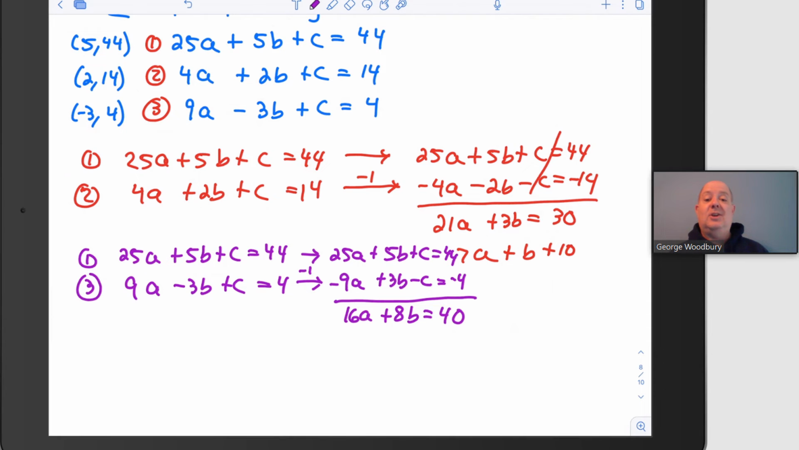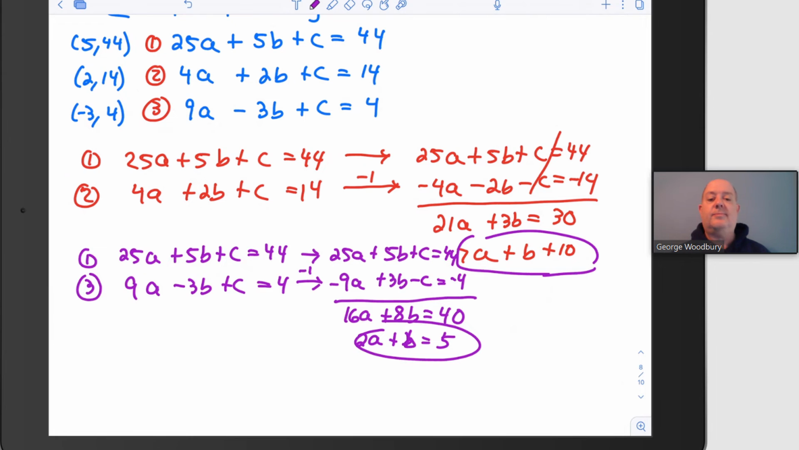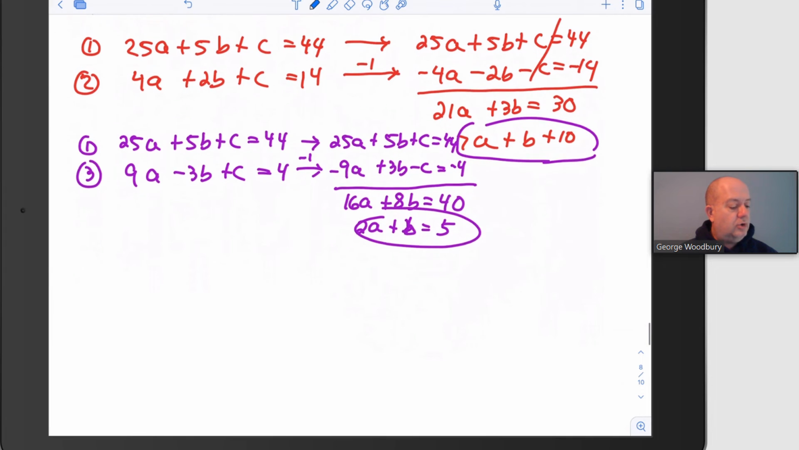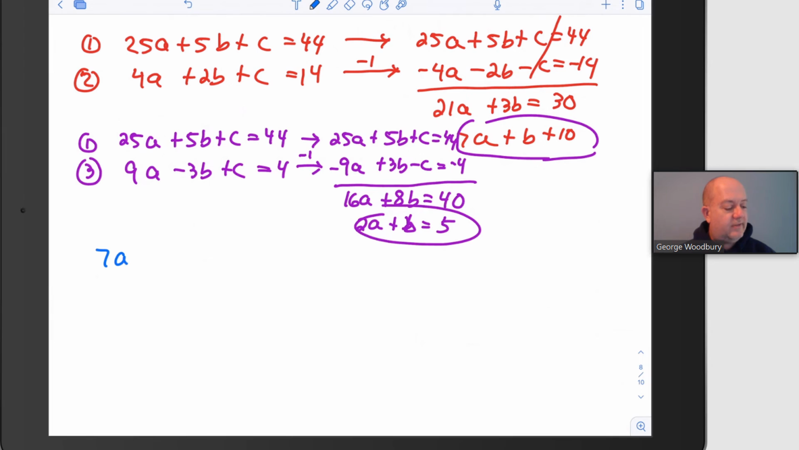Kind of lucky here again. Notice that there's a common factor of 8. So if I multiply both sides by 1/8, that can actually become 2a plus b equals 5. So my two equations without the variable c are circled. So my new system of equations I need to solve is 7a plus b equals 10 and 2a plus b equals 5. So again, that's my fourth and fifth equation.